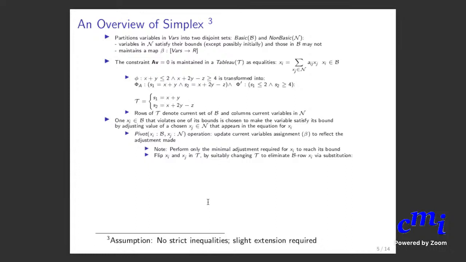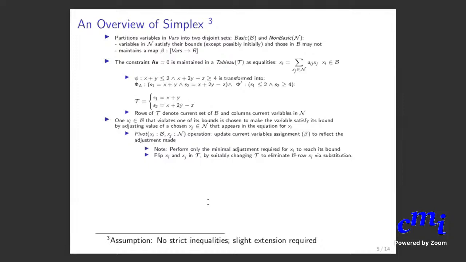For example, in the beginning, the basic set consists of all the slack variables. In the tableau, if it is expressed as rows, all the ones on the left-hand side of the equality are the basic variables. And the ones in the columns are non-basic variables. That's how you start. Rows denote the current set of basic variables, columns the non-basic variables. And you see in the simplex procedure, you keep moving variables between basic and non-basic.